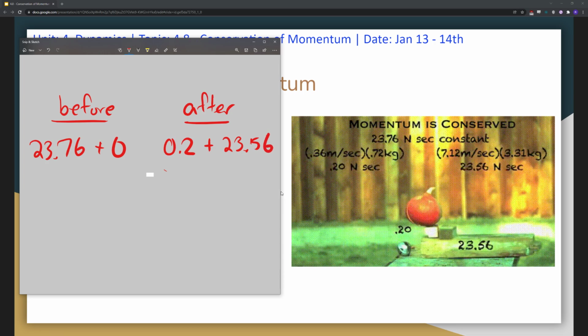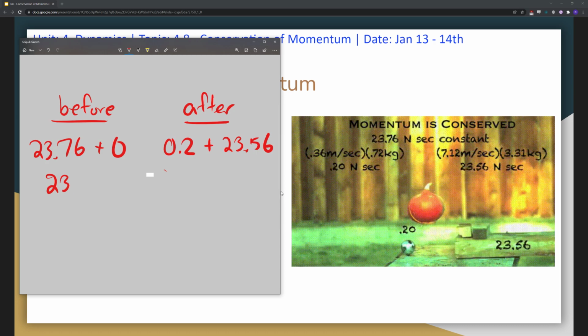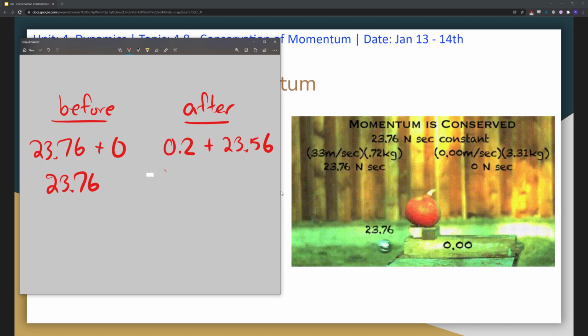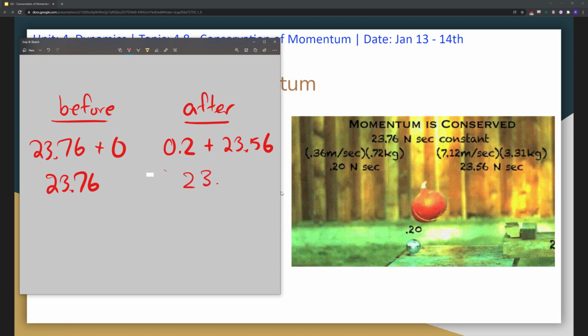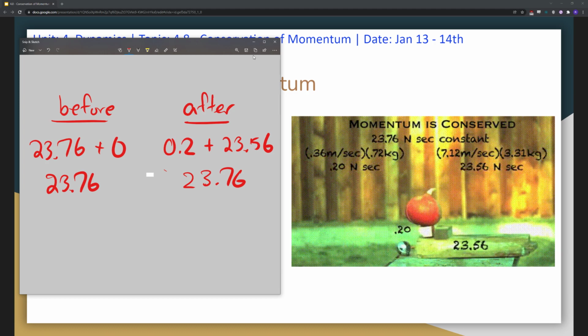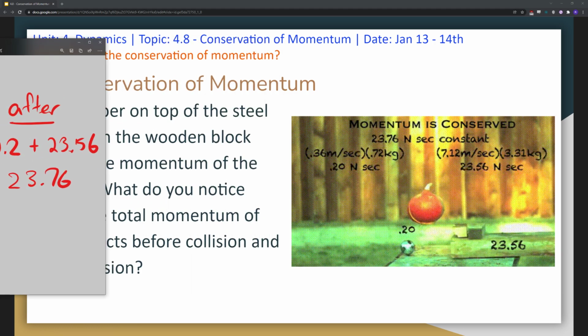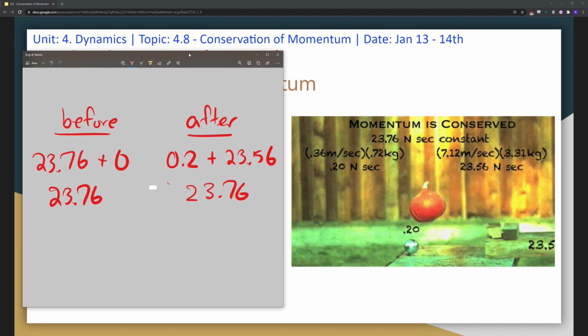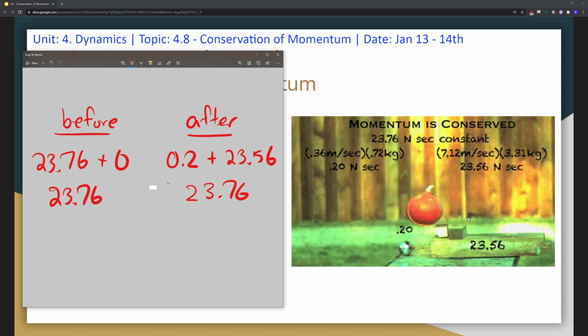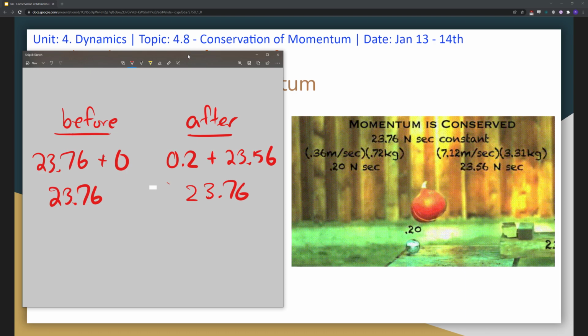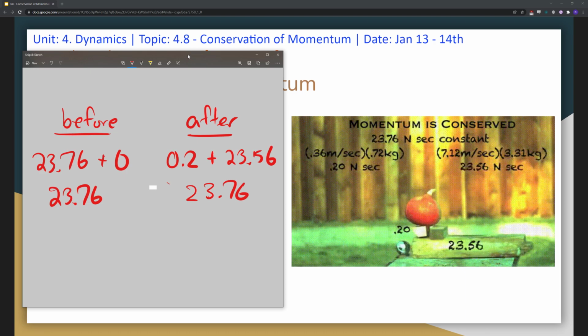Something you should have realized is that the total momentum before these two objects collide is equal to the total momentum after they collide. The key word here is that your total momentum is conserved. So the momentum of the two objects before a collision is equal to the total momentum of the two objects after they collide.